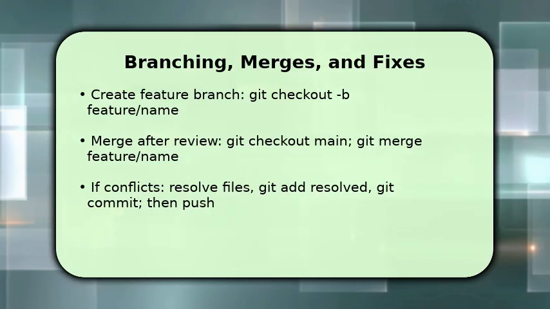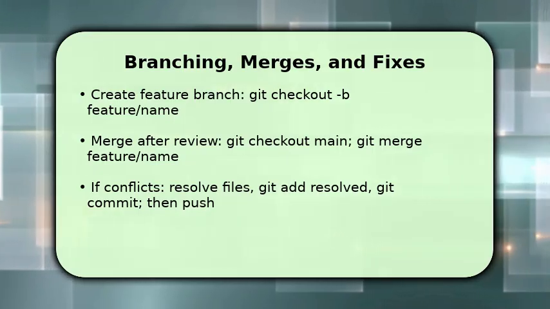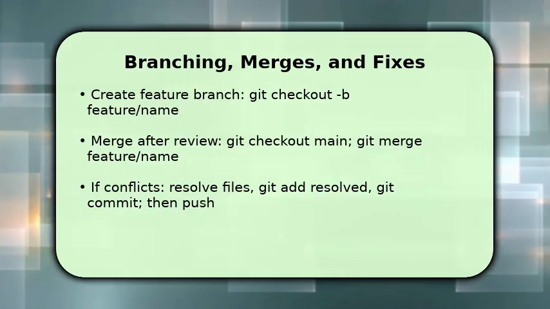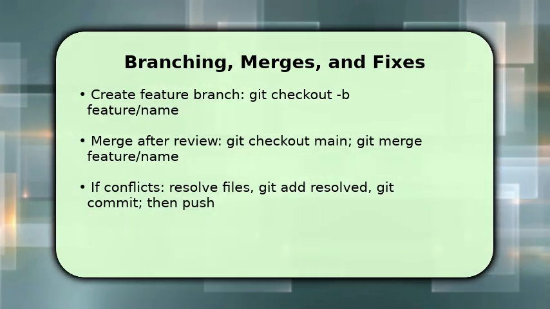If merge conflicts occur, resolve conflicting files, git add them and commit. If push fails, pull first, rebase or merge, then push again to synchronize histories.